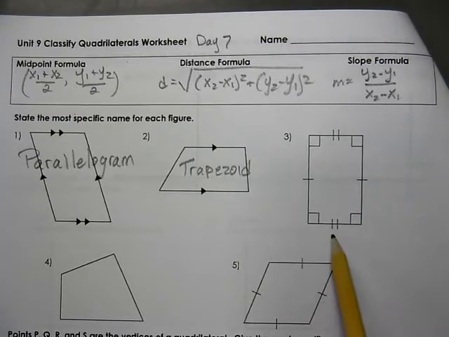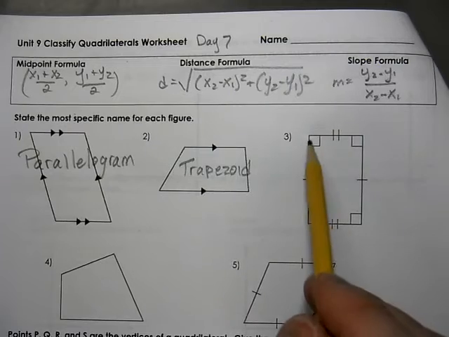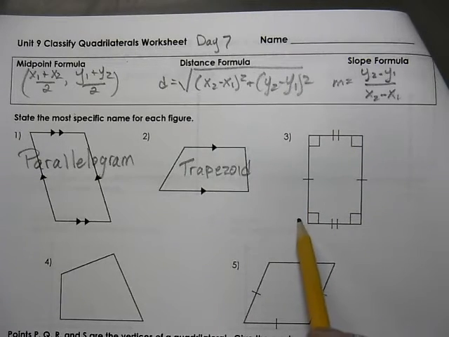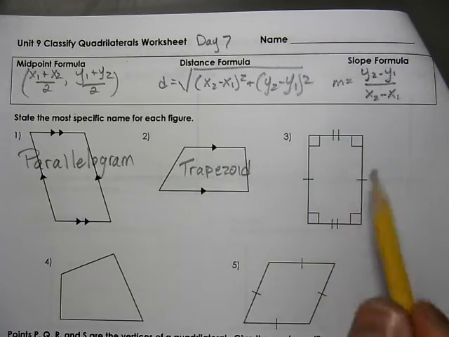Here we know opposite sides are congruent, so we know it's a type of parallelogram. Plus we have the right angles. We know that all the sides are not the same, so this is just a rectangle.